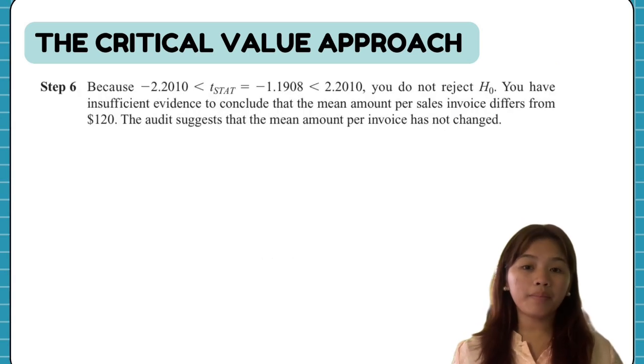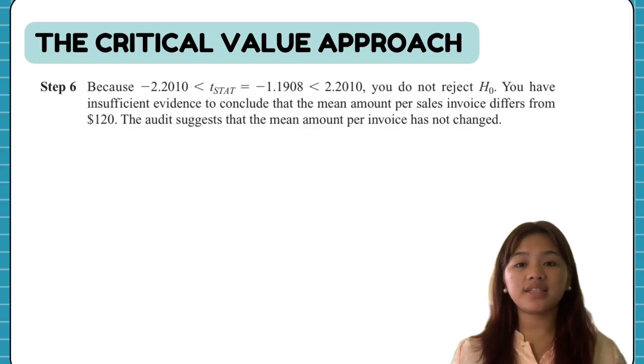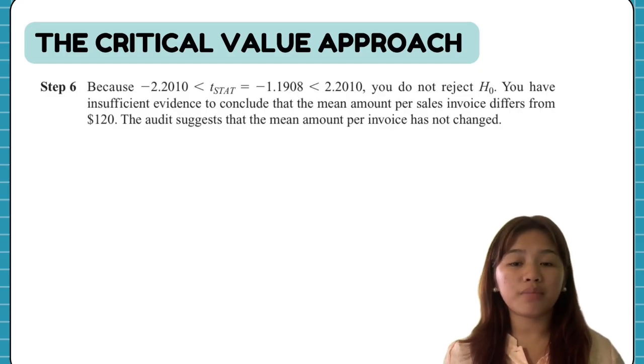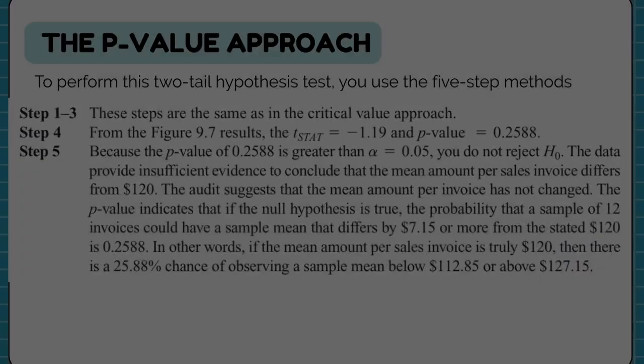In the last step, based on the hypothesis test, the calculated test statistic did not exceed the critical values. Therefore, we do not reject the null hypothesis. There is not enough evidence to say that the mean invoice amount is different from 120. The audit indicates the mean invoice amount remains unchanged.